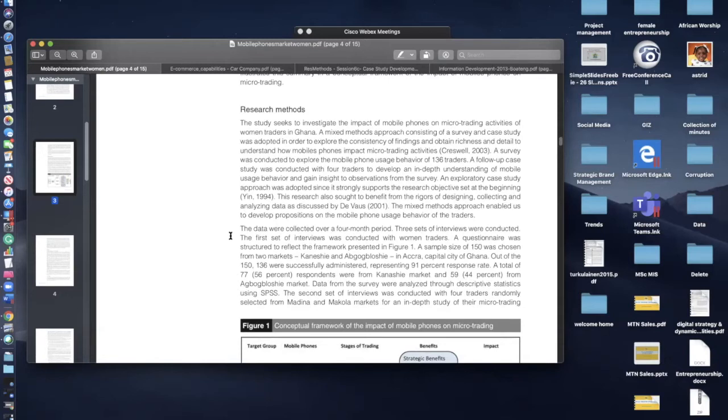Now let's go into what happened. This is where my case study protocol, the actual activities, start from. One, data was collected over a 4 month period. 3 sets of interviews. So look, I'm even telling you the number of interviews that were conducted. The first set of interviews were conducted with women traders.